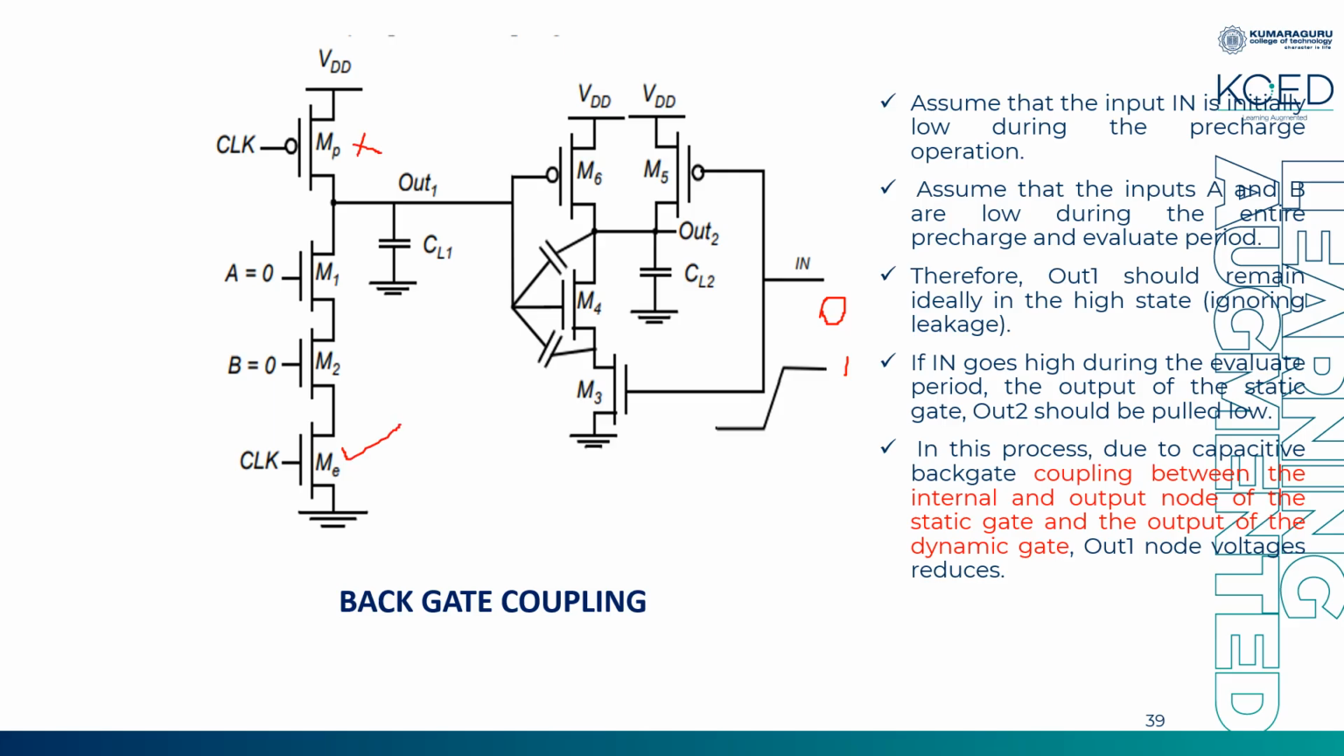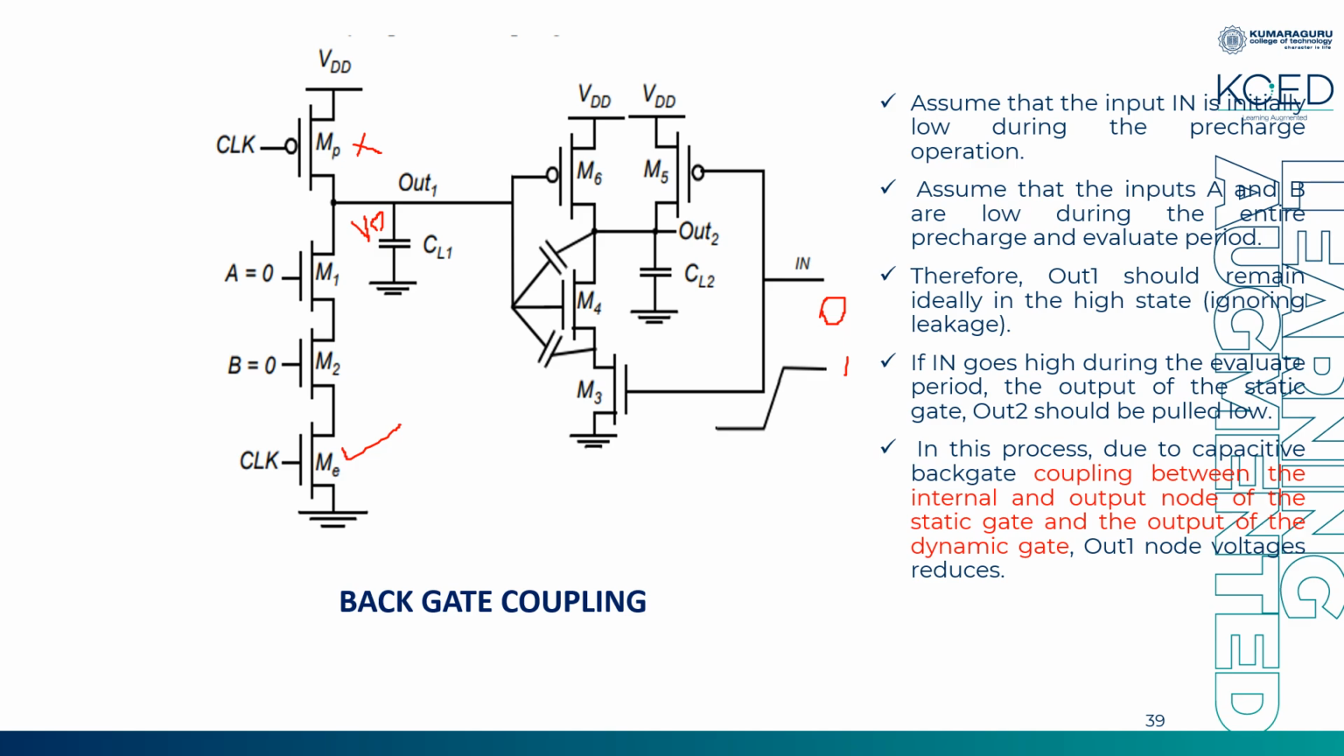Now my inputs are applied. A is equal to 0, B is equal to 0. So what is my output now? Output will have no change. Already available VDD will be there in the CL1. Now, this already available VDD will tend to decrease because of this backgate coupling. You can see this. This is normal static logic.